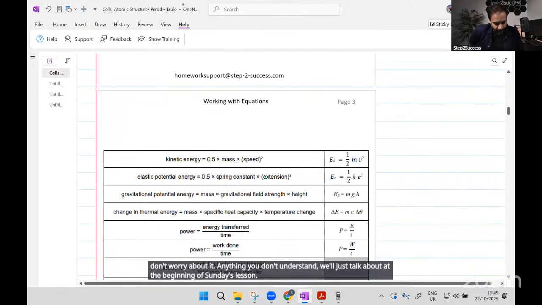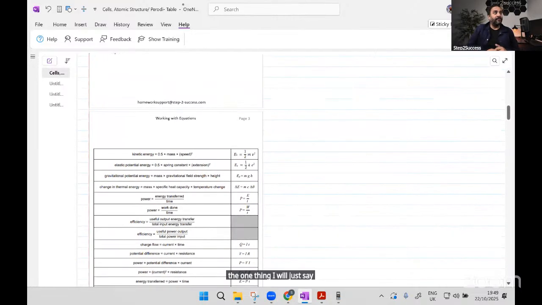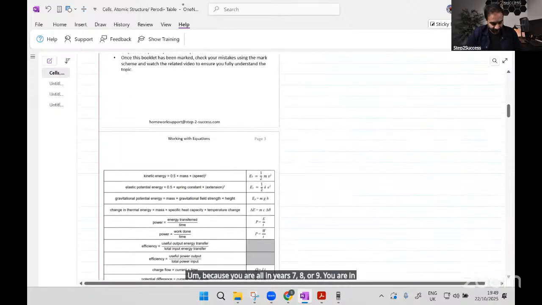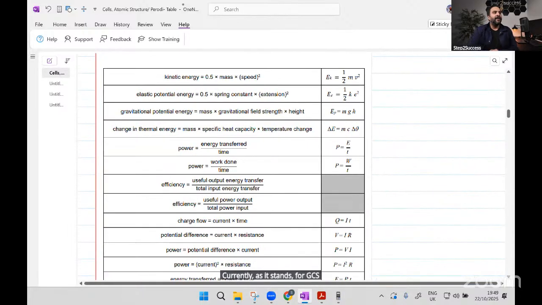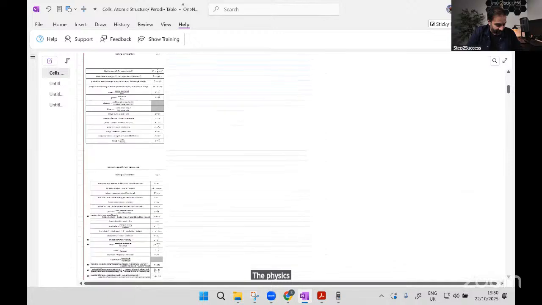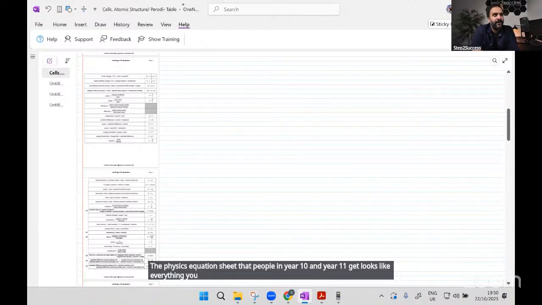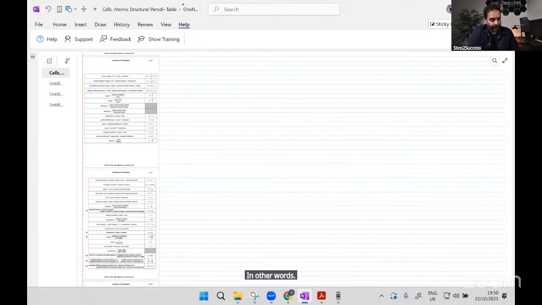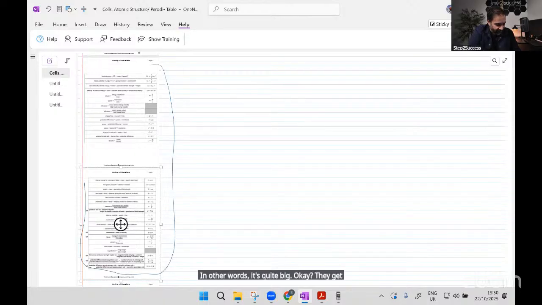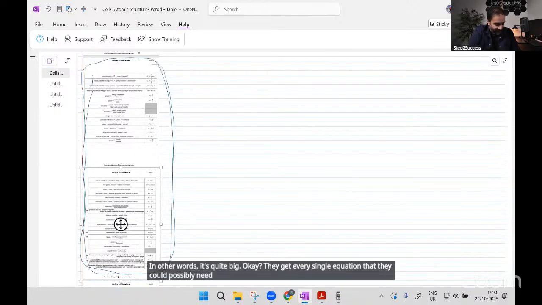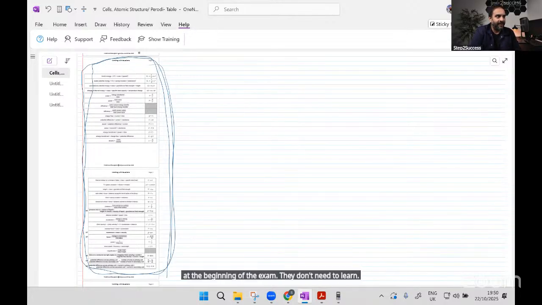The one thing I will just say lastly to finish for all of you, because you are all in years 7, 8, or 9, you are in the exceptional situation currently as it stands for GCSE physics when you get there, which is that right now, the physics equation sheet that people in year 10 and year 11 get looks like everything you can see on your screen right now. In other words, it's quite big. They get every single equation that they could possibly need to answer any physics question given to them at the beginning of the exam. They don't need to learn any of the equations.